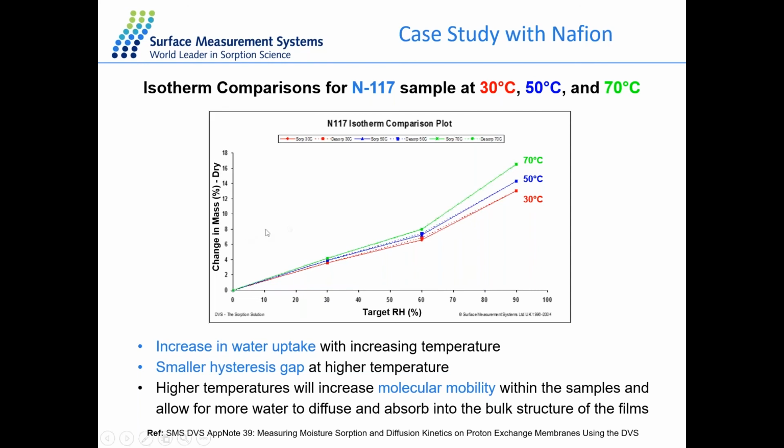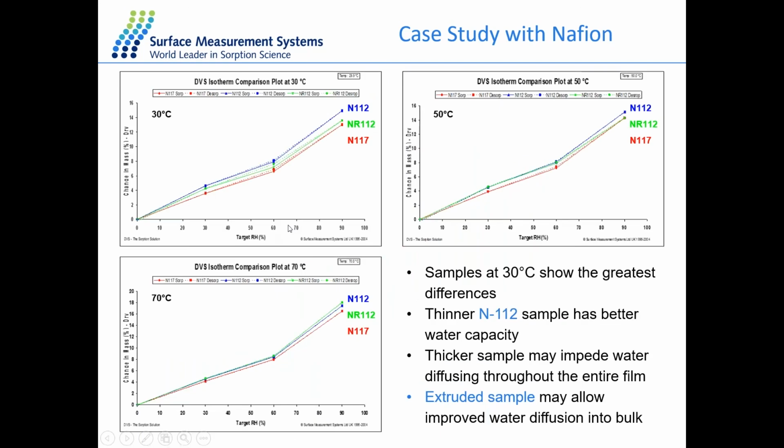In the next slide, we summarize all 3 different samples at 3 different temperatures, 30, 50, and 70 degrees. The blue line is for the N112 sample, the green line for the NR112 sample, and the red line for the N117 sample. At 30 degrees, the 3 samples show the greatest differences in water capacity, but this difference becomes less significant with increasing temperature.